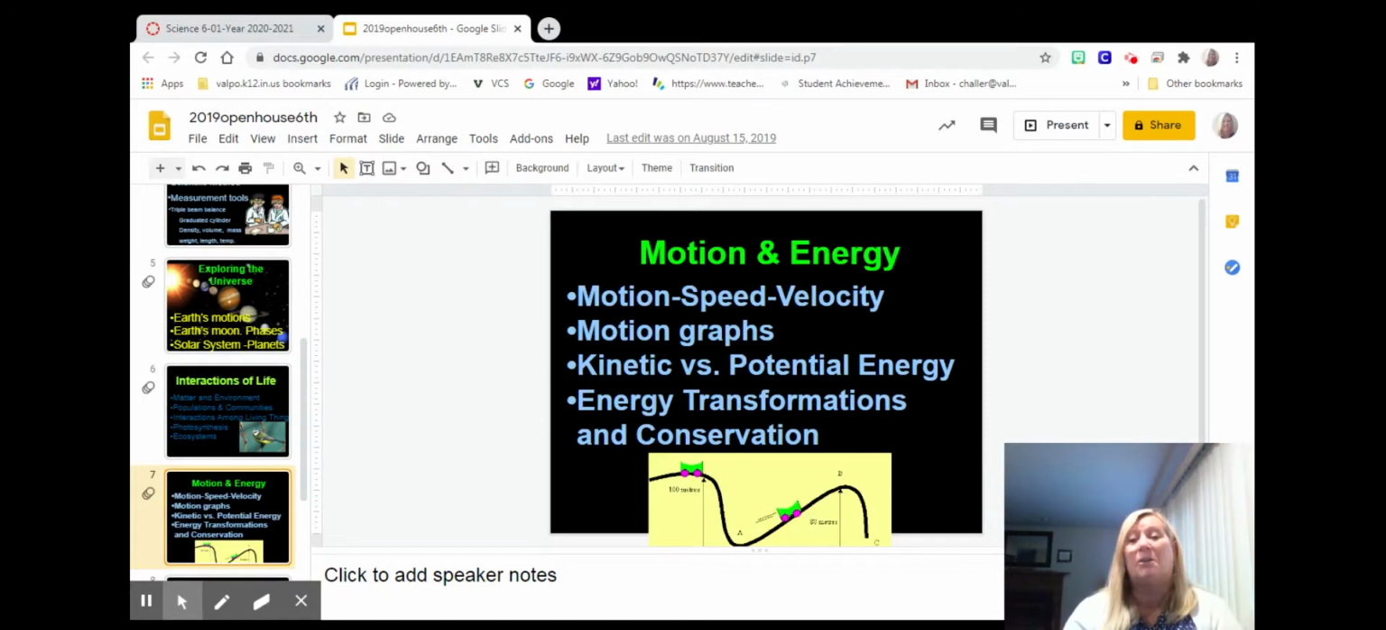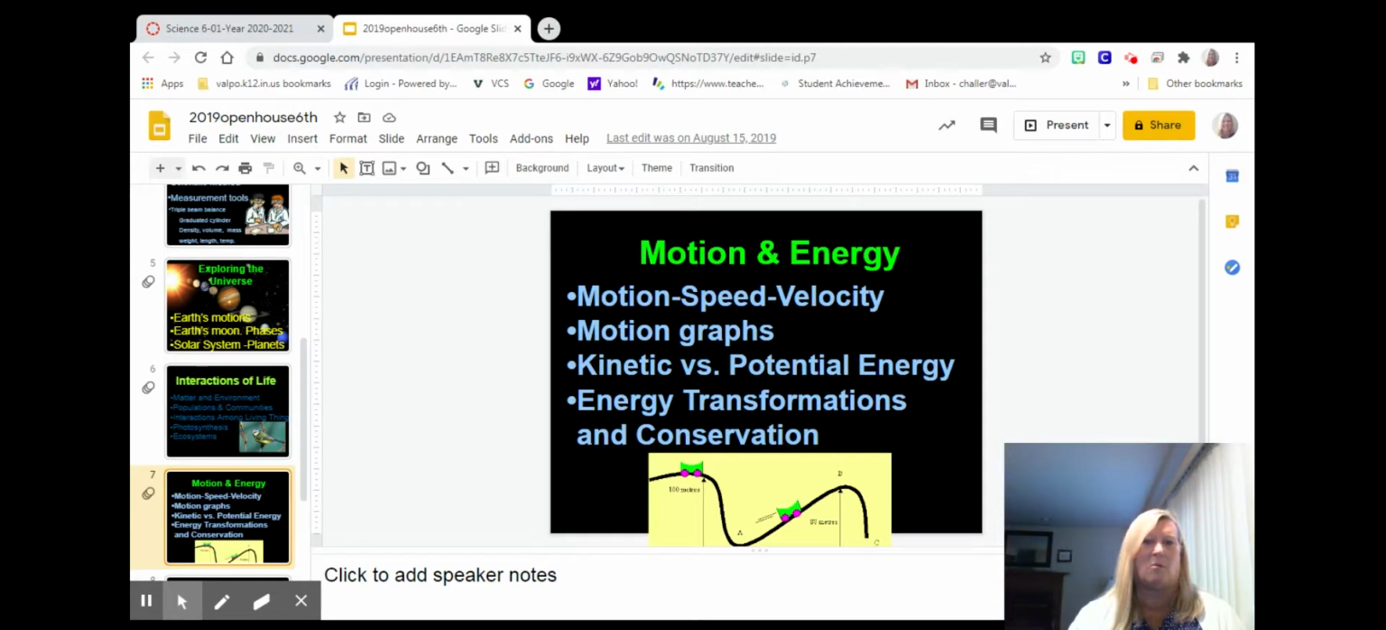And motion and energy. This is a huge unit for us. I think we're going to try to do this in the spring. Again, there are a lot of labs that go with this, and we're hoping that through time we'll get to ease up a little bit on the sanitation part of it, and we can have partner and lab work together, and hopefully we can get some more labs in.